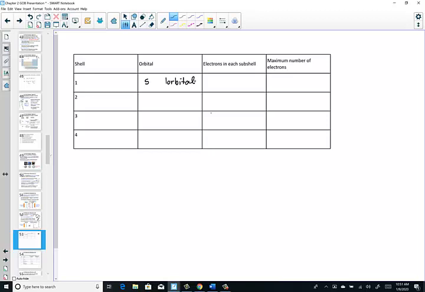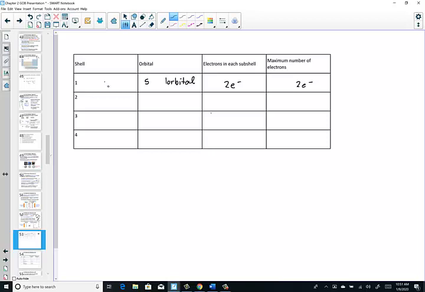The number in this sublevel would be 2 electrons, because each orbital holds 2. Looking at the electrons in each subshell, the maximum number of electrons: well, the S orbital can hold 2 electrons, so at most the first energy level holds 2 electrons.